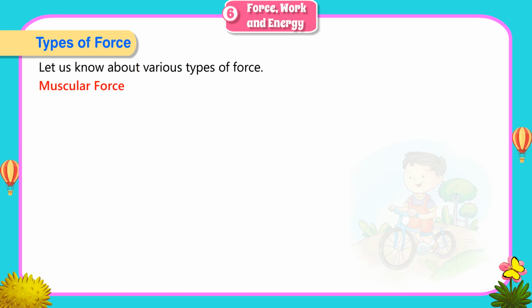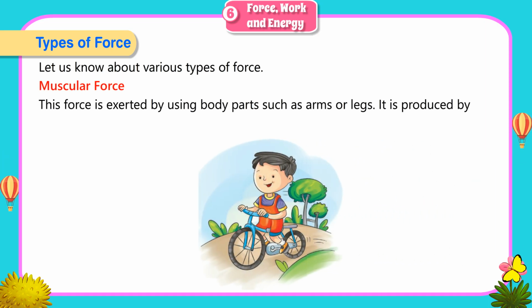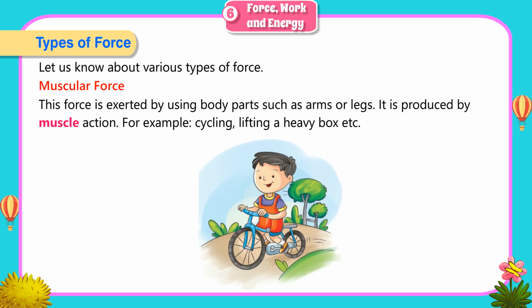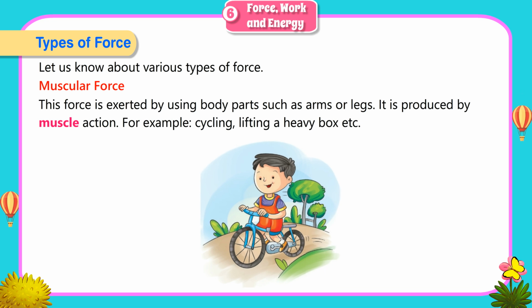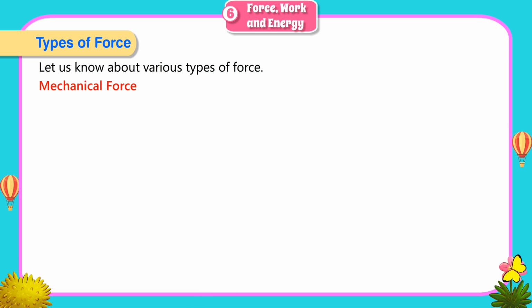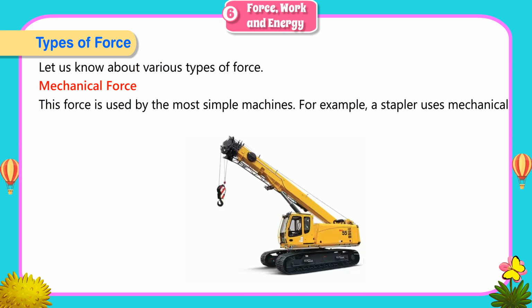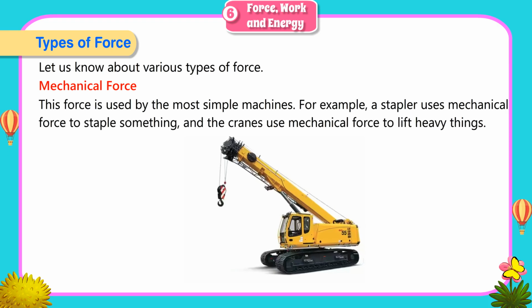Muscular force. This force is exerted by using body parts such as arms or legs. It is produced by muscle action. For example, cycling, lifting a heavy box, etc. Mechanical force. This force is used by the most simple machines. For example, a stapler uses mechanical force to staple something, and the cranes use mechanical force to lift heavy things.